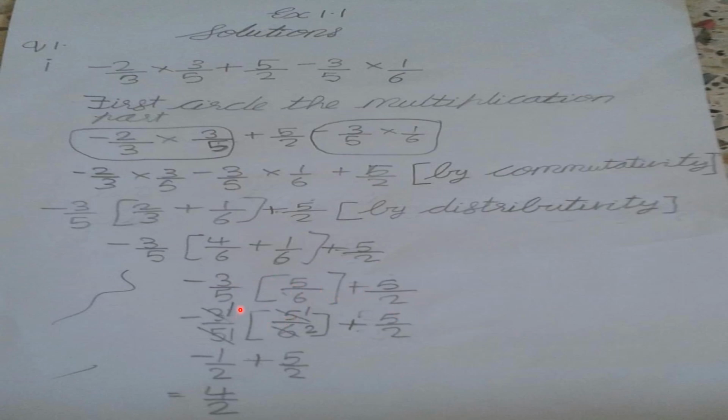So now we will cancel this 3 by 5 and the 5 by 6 in the bracket. So we cancel the 5 and 5, and 3 by 6 gives 1 by 2. So you get negative 1 by 2, as we have a negative sign here. So negative 1 by 2 plus 5 by 2 is equal to 4 by 2. Now we can cancel 4 by 2 as 2 by 1, which is equal to 2.